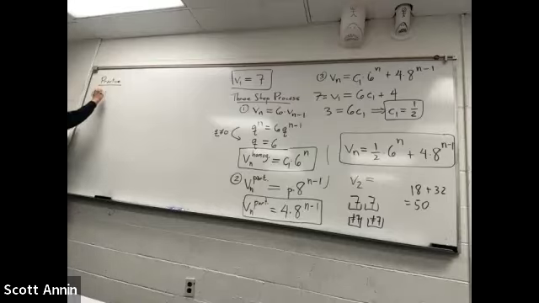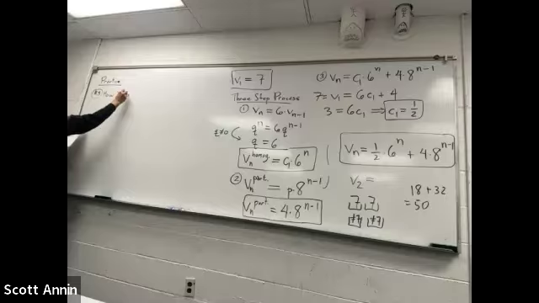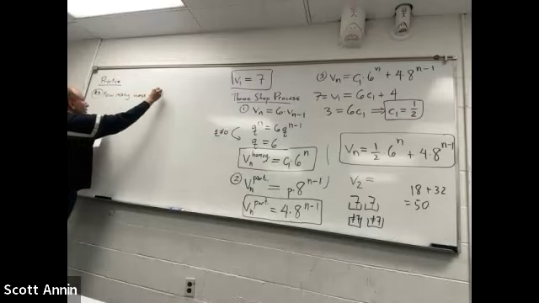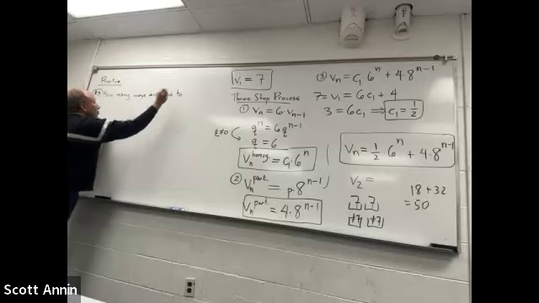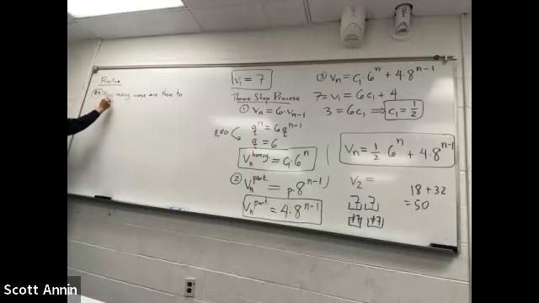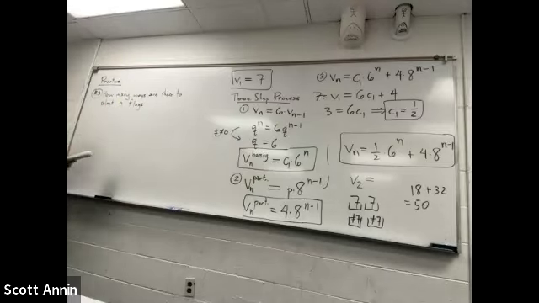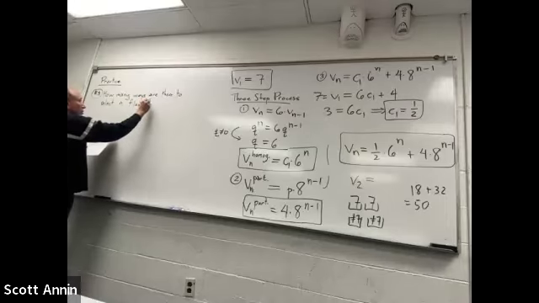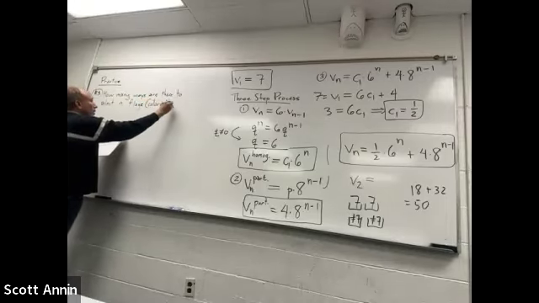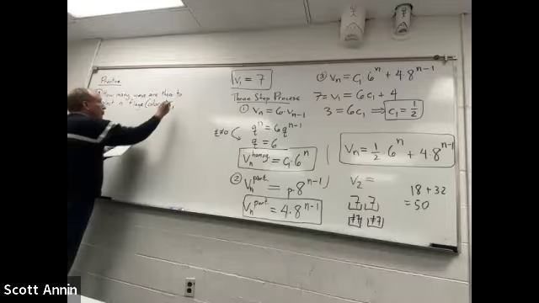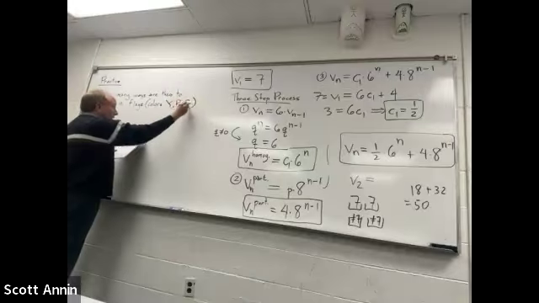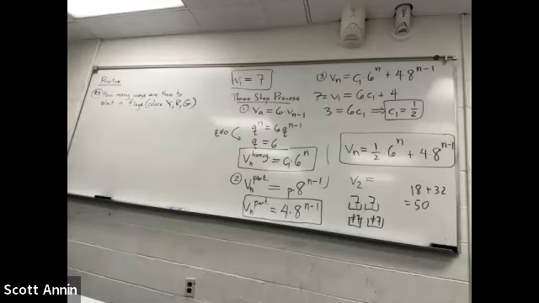This one says, how many ways are there to select n flags? And these flags are all colors yellow, red, or green. So yellow flags, red flags, and green flags. I'll just use Y, R, and G for that to abbreviate it.